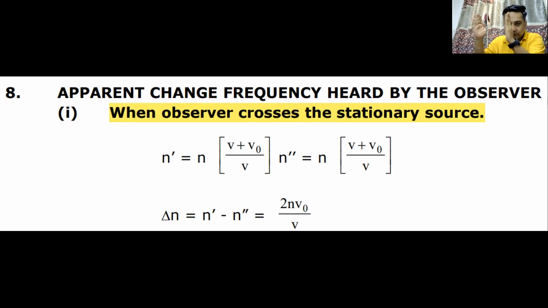In the first case, it will be moving towards the source, and in the next case, it will be moving away. I mean, the case is only one. Before crossing the source, it will be moving towards the source. After crossing, it will be moving away. So between before crossing and after crossing, we will hear an apparent change in frequency. This is the formula when he is moving towards the source.